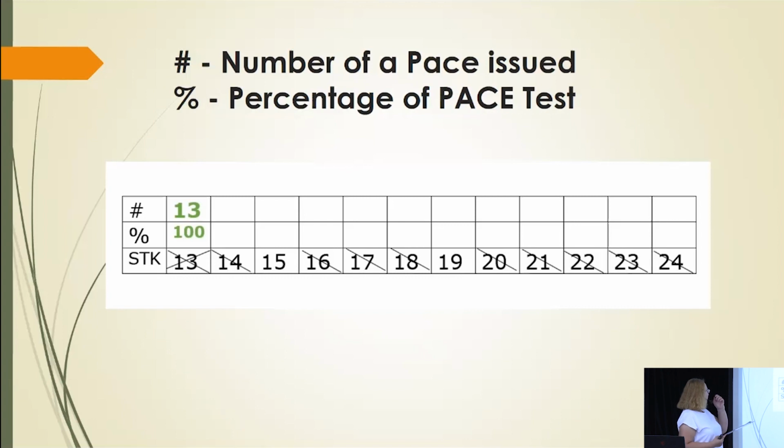So, for example, if I said that the first quarter is green, you see here that the number of the pace which I gave out was number 13, and it's written with the green pen. And also, as soon as the student finished the pace and did the pace test, I mark the percentage. So here we write that it's 100, and you do it with the same pen as the number of the pace.